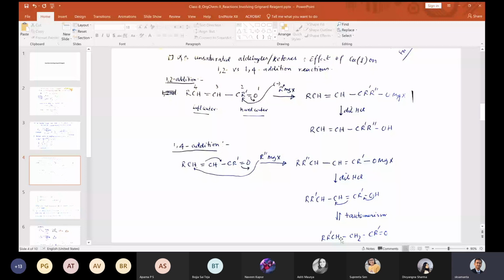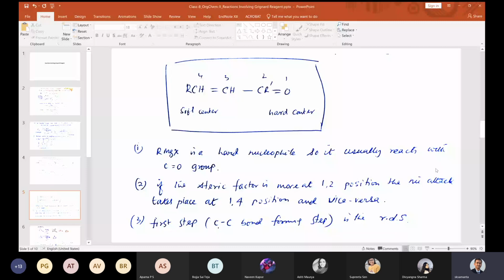Let's look at this molecule first. In this molecule, there are two nucleophilic centers. One is this carbon, carbon number 2. If we do the nomenclature in this way, oxygen is atom 1, this carbon is atom 2, this carbon is 3, this carbon is 4. Then your attack could happen at carbon number 2, or the attack could happen at carbon number 4.